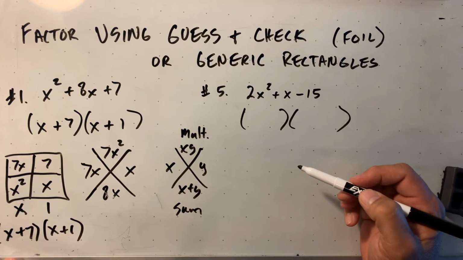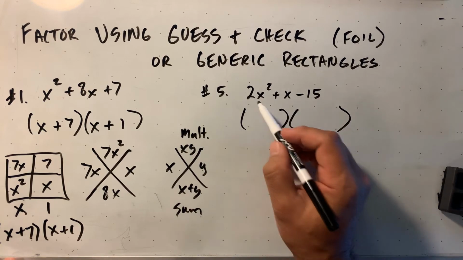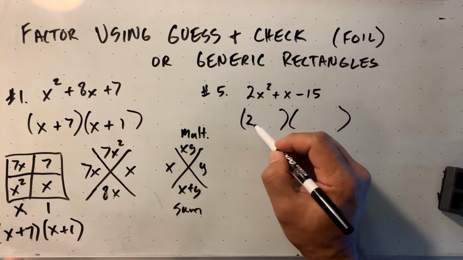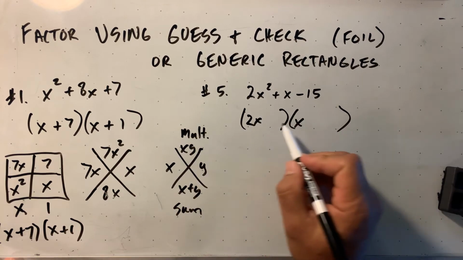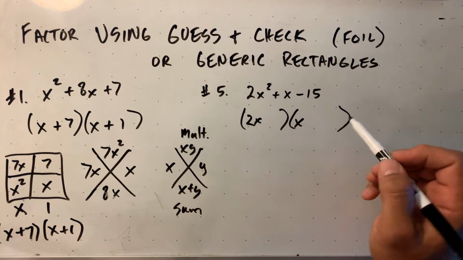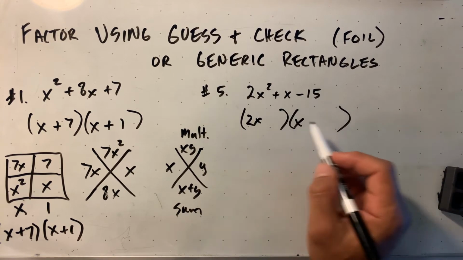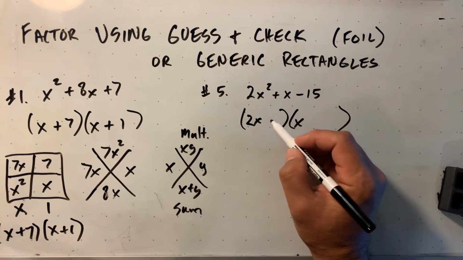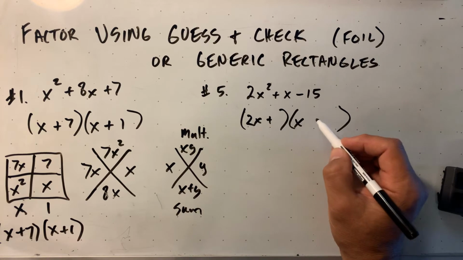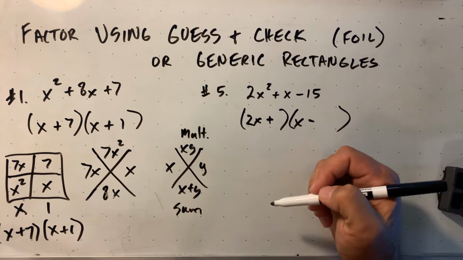But the process is the same. Just set up the double parentheses and then think about what first times first is going to give you: 2x and x are going to give us 2x squared. Now, as we guess and check this, try and use FOIL. I know our last terms need to multiply together to get negative 15. That tells me that the signs have to be a positive and a negative in order to get a negative answer. So I can set that up as a positive and a negative.